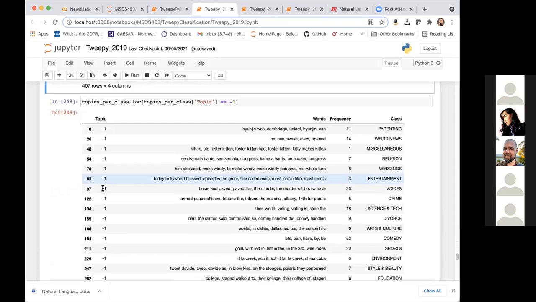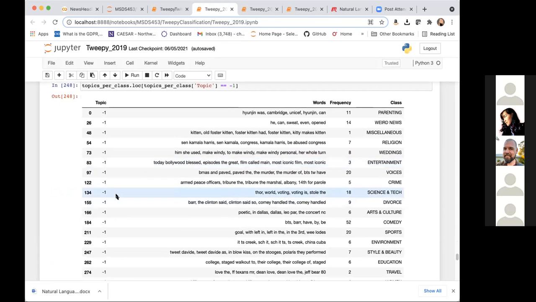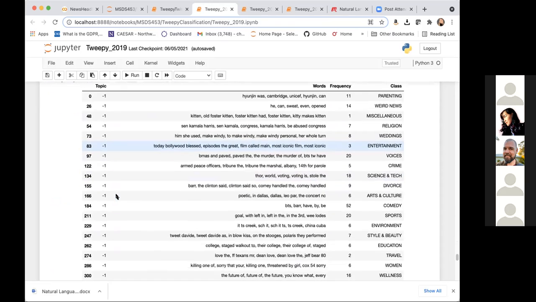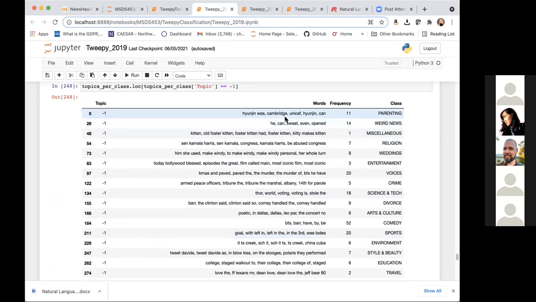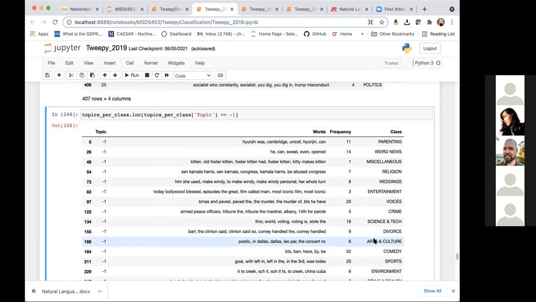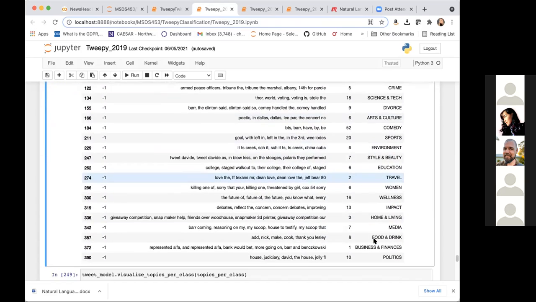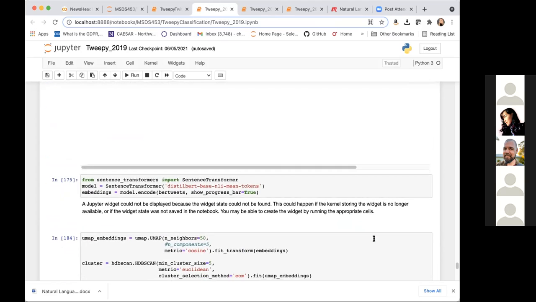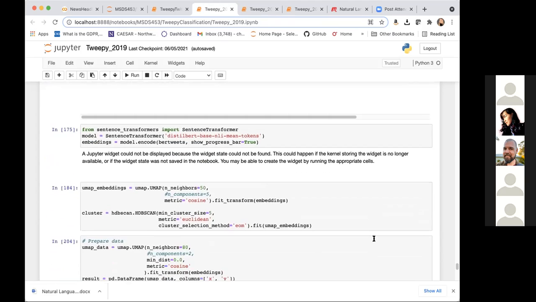But I did get topics for class. Oh yeah, so this is like common words and frequency and the different classifications. And BERTopic is really easy. It's just plug it in and it does it for you, basically.